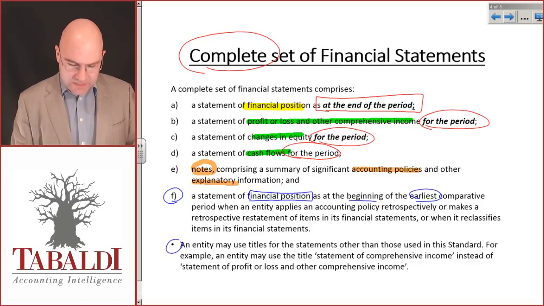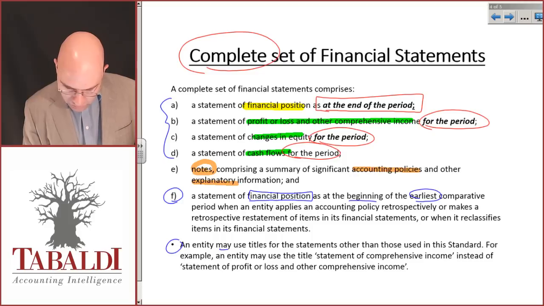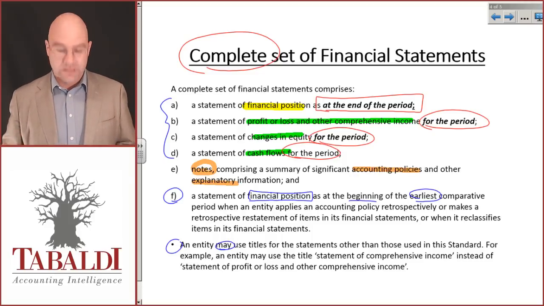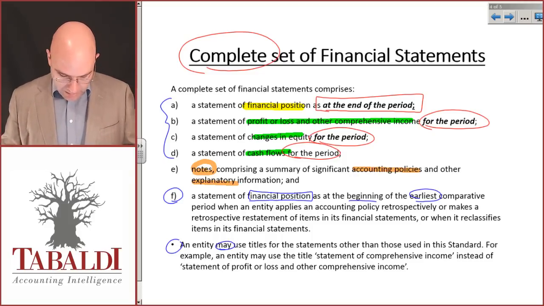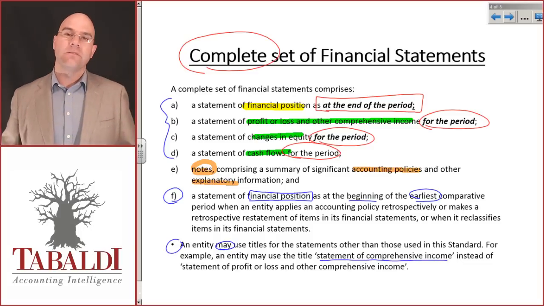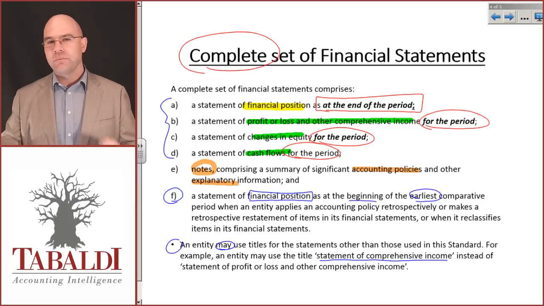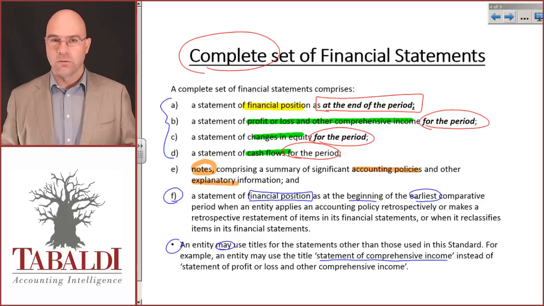Okay, ladies and gentlemen, these titles for the statements aren't compulsory. You may use other titles other than those in the standard. You may, for instance, say statement of comprehensive income instead of the full name, statement of profit or loss and OCI. But remember, you can't be misleading in this respect at all.